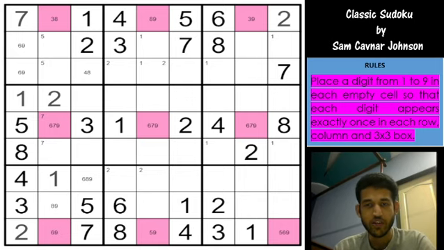So first, to explain a finned swordfish, I need to explain to you guys what a swordfish is first. So imagine for now that this pink cell in row 9 is not here, and you have 5, 6, 9 possibilities as the candidates in this cell. So then we have a swordfish pattern. Swordfish is when you eliminate the possibility of a digit into exactly 3 rows and 3 columns, then it is called a swordfish.